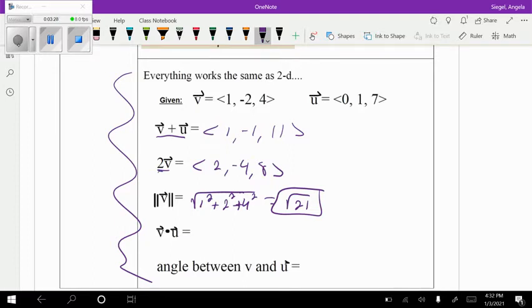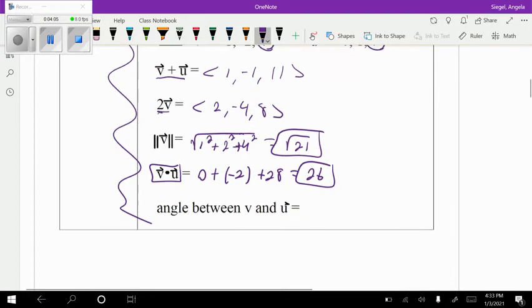Okay, so now we're going to find the dot product. So remember how you find the dot product. You are just multiplying these 2, multiplying these 2, multiplying these 2, and then adding everything together. So let's go ahead and do that. 1 times 0, that's 0, plus, let's clear off this mess here, -2 times 1, that's -2. And then we have 4 times 7, which is 28. So our dot product is 26.